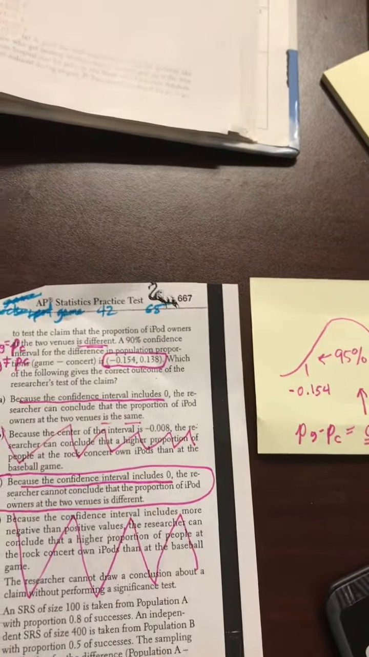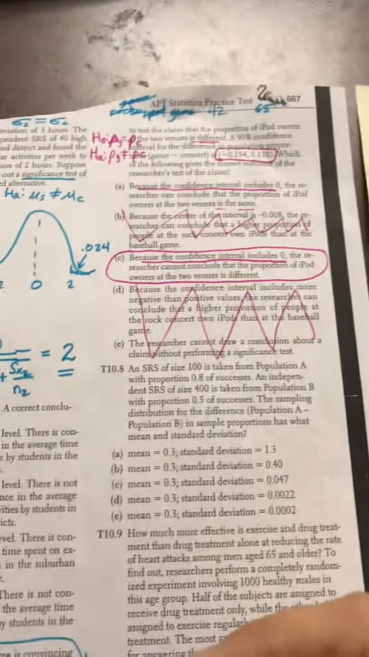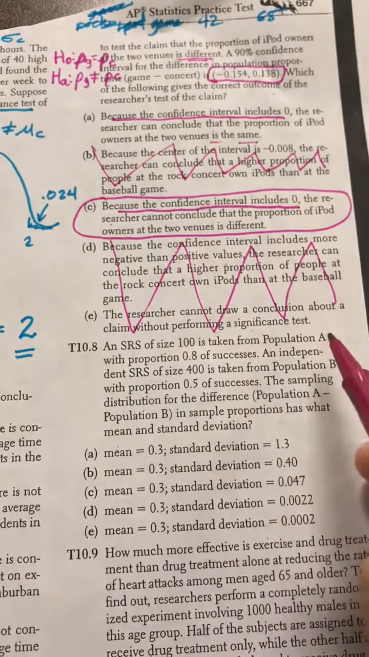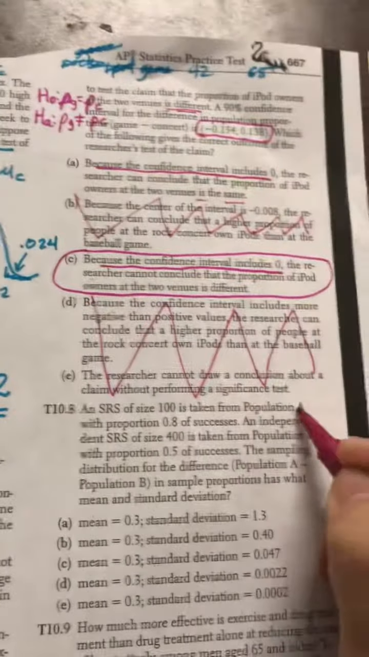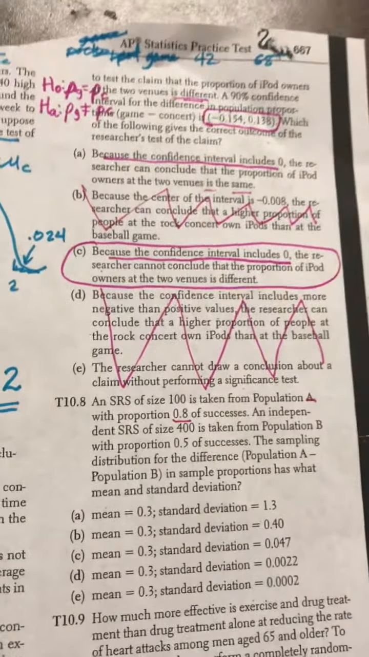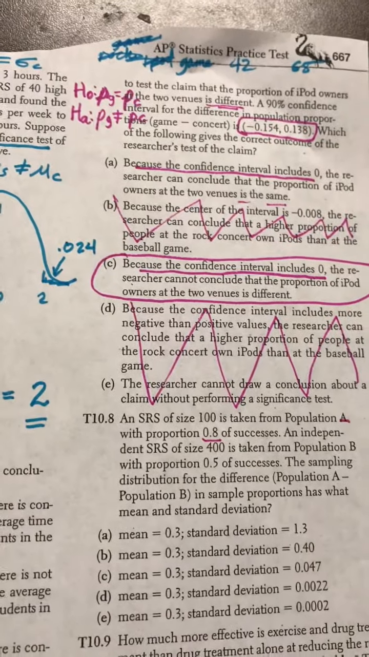So, okay. Next question. They have an SRS size 100 taken from population A with 80% successes. So basically the same table. It's kind of cool, right?